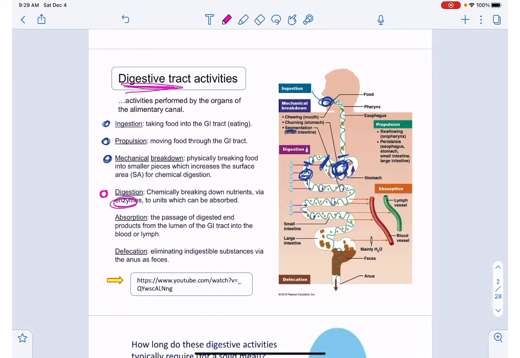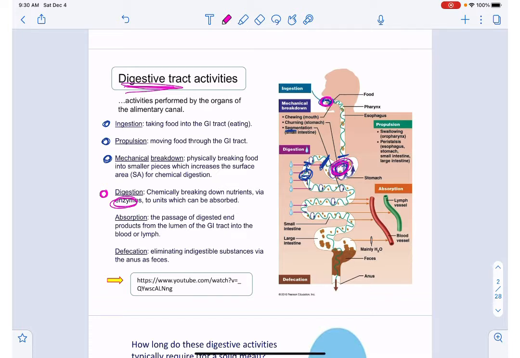So where does digestion occur in the digestive tract? Well, maybe surprisingly, the first place it's going to occur is in the oral cavity. We're actually going to start to break down carbohydrates, not a whole lot of breakdown, but we're going to start to break down carbohydrates in the oral cavity. And there's enzymes in the saliva that are going to do that. Okay, what's the next location? The next location is going to be the stomach.